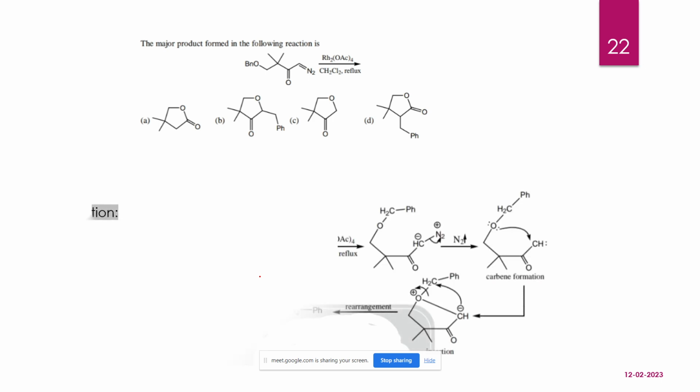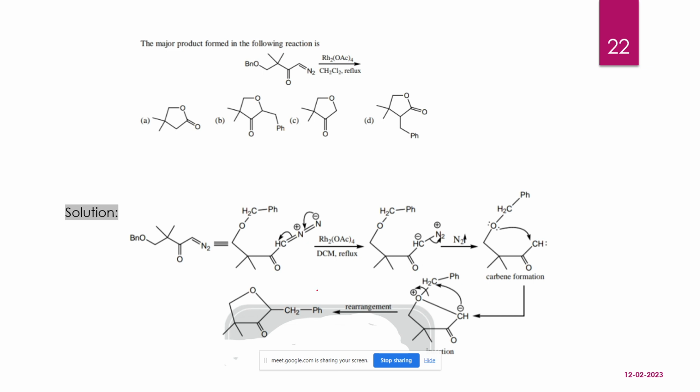So let's solve. This is the mechanism. What is happening here? A carbene will generate. Similarly, a carbene will generate, and as there is an oxygen lone pair directly available, it will add to this carbene center, giving us this type of compound. So which one is our product? Let's see. This one is our product.